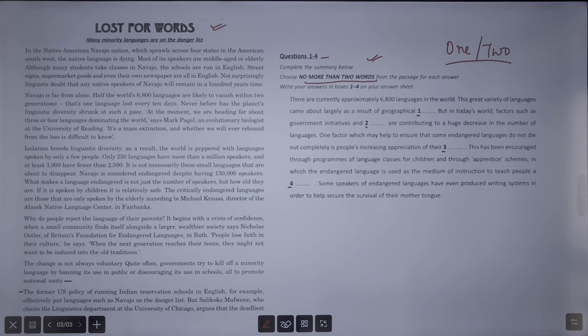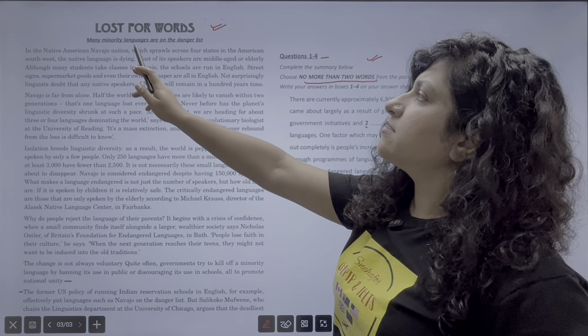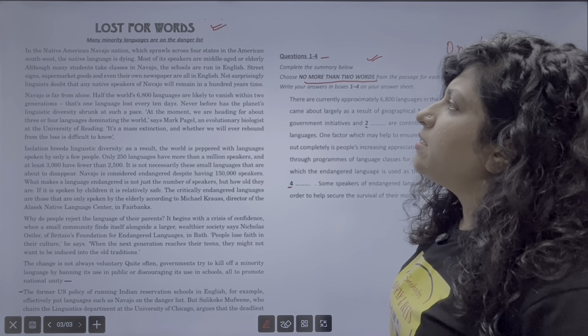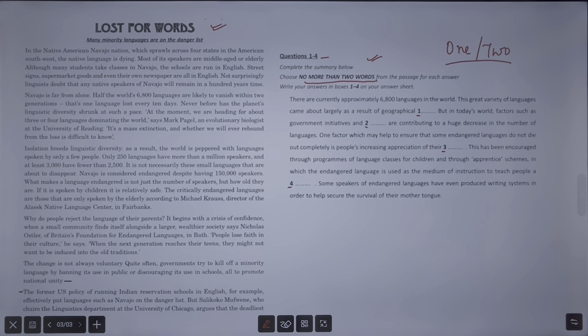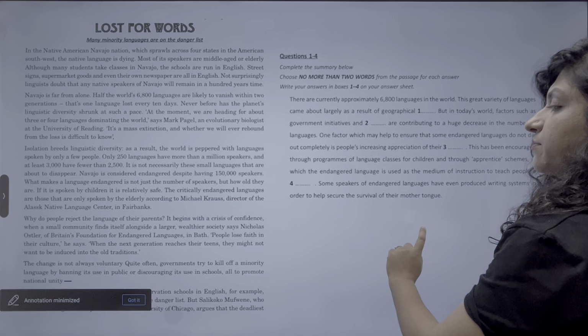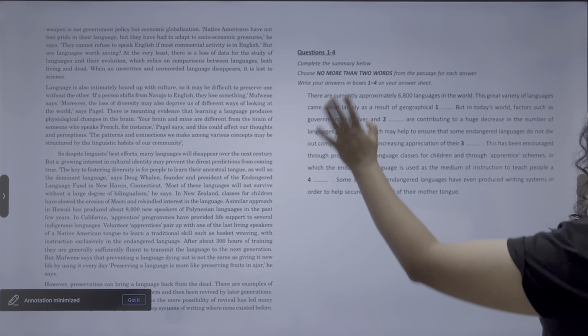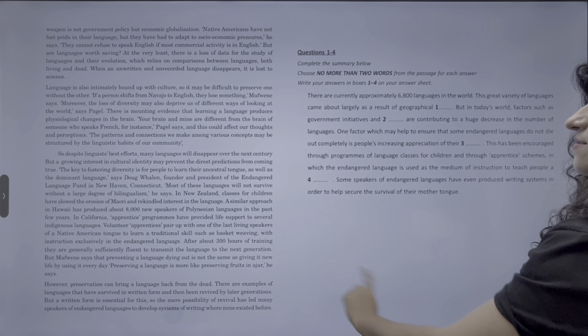All right. So let's begin the discussion. Now, the text over here, the heading of the text is Lost for Words. Many minority languages are on the danger list. And as you can see, it's a very long written text. It's there on the next screen as well. So you see this? It's this long, right?